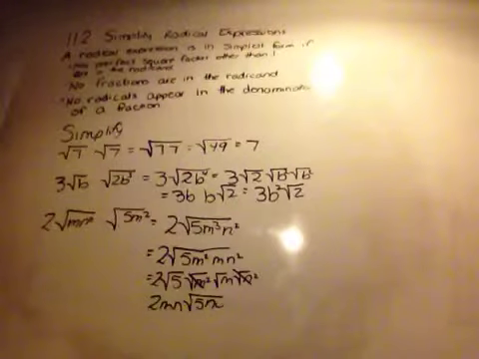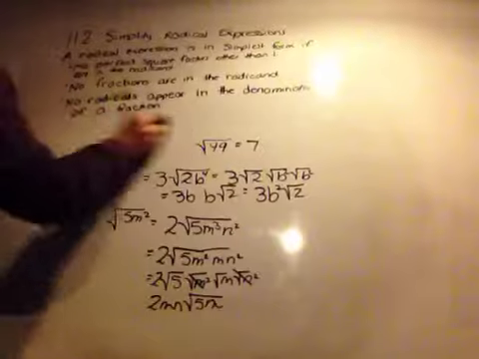So the process of eliminating a radical from an expression's denominator is called rationalizing a denominator.